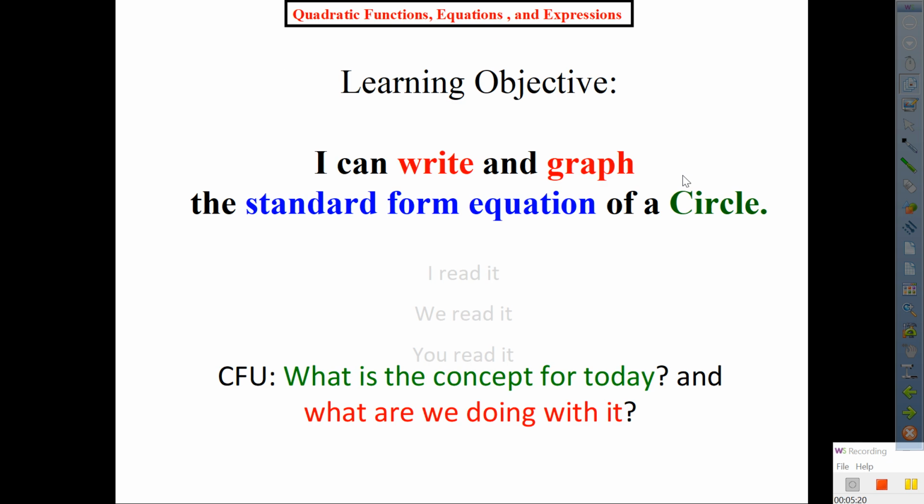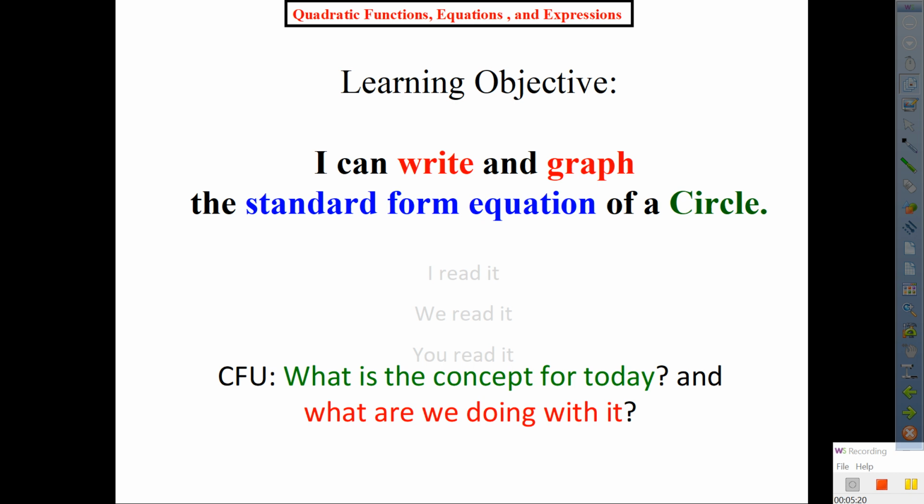So, write the objective at the bottom left, and it reads, I can write and graph the standard form equation of a circle.